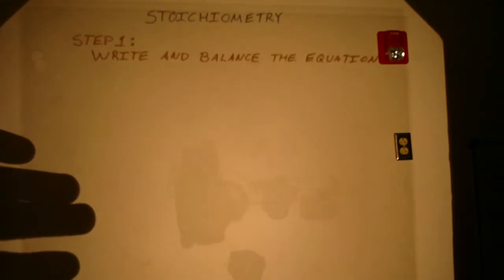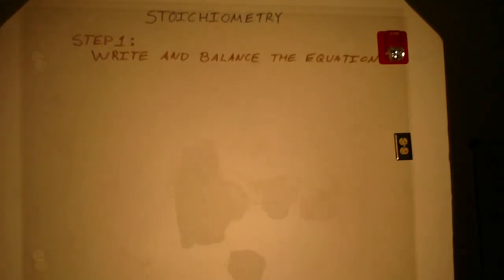Step 1. Write and balance the equation. You could be given a word problem using nomenclature. You're going to have to generate an equation and balance it.